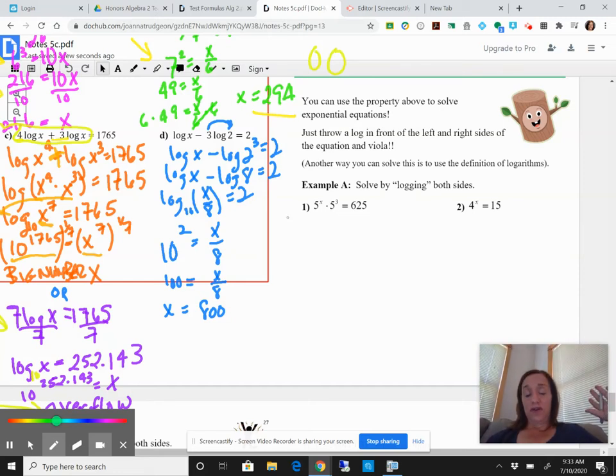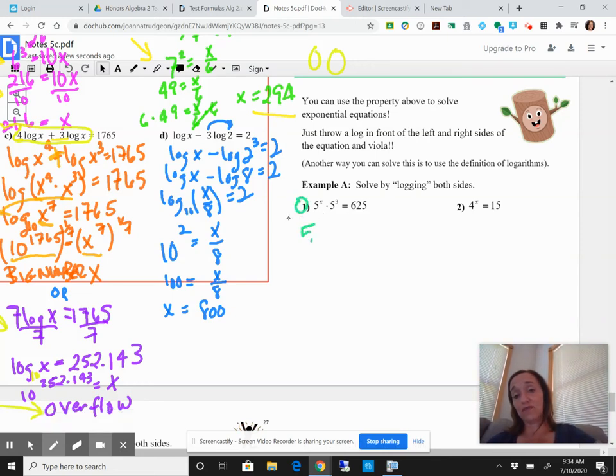All right, so it says here, for number 1, 5 to the x times 5 to the third equals 625. Okay, so they have the same base, so I can use the product property of exponents and say this is 5 to the x plus 3, just to kind of condense that. Now this one you could use same base, because 625 is actually 5 to the fourth, and we could solve it that way.